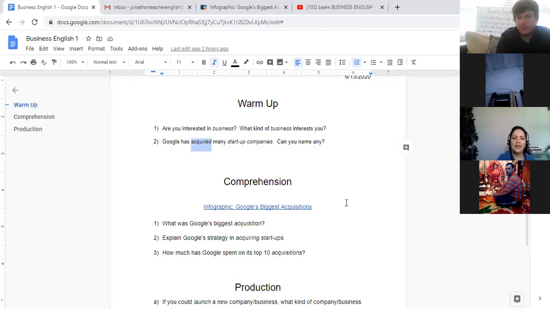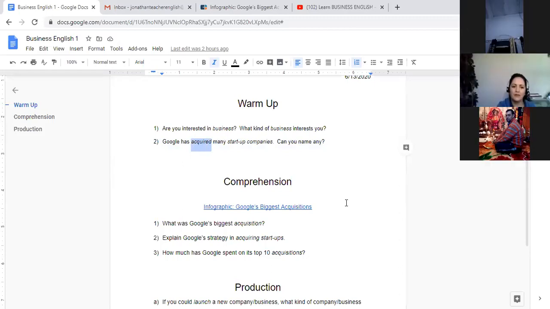I think it's like to get, like, to obtain. Exactly. Yeah, perfect. So acquire, it's a very common word in business English, and basically it means to obtain or to get something, to buy, right? So in this context, it means to buy, to purchase.